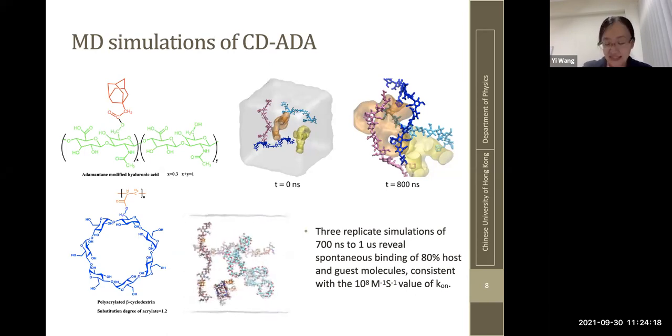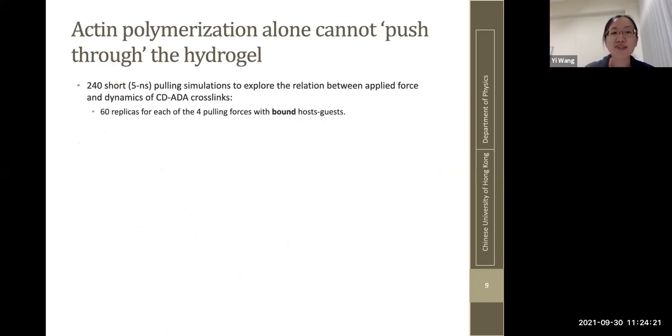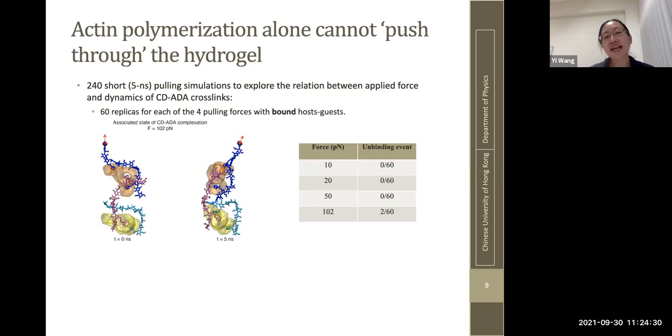And then later on, apart from plain MD, we are going to do steered MD. We're going to apply forces to probe the system, okay? So the idea is, we imagine that we are these little cells surrounded by these host-guest systems within the hydrogel. And now we would like to grow. We would like to push the hydrogel and extend my arm, okay? And in this process, the question naturally is, can I push through or not? The more appropriate question is, how fast can I push through? And is that going to be fast enough?